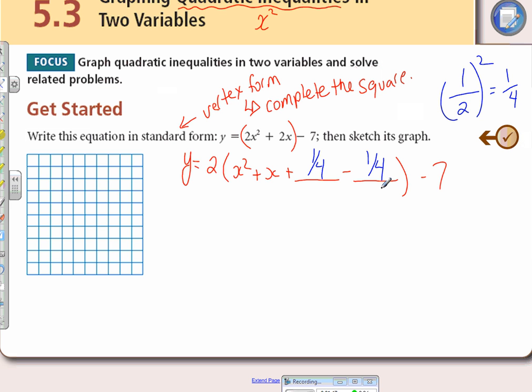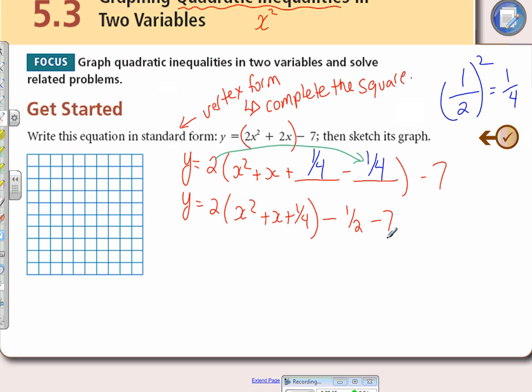Now don't forget, the next step here, we need to kick out the -1/4. So don't forget to distribute that 2 into it. Now we have y equals 2 bracket x squared plus x plus 1/4, minus 1/4 of 2. So we've got there 1/2, minus 7. Factor this within the brackets.